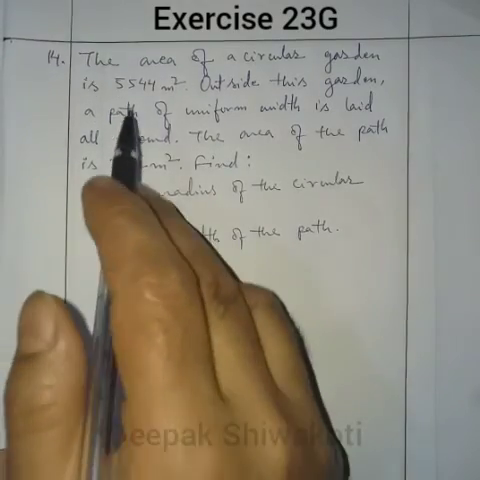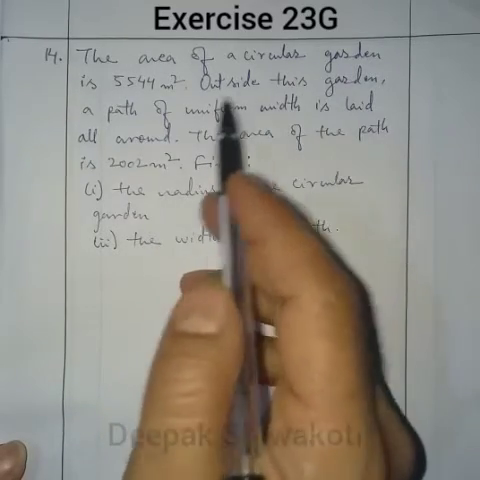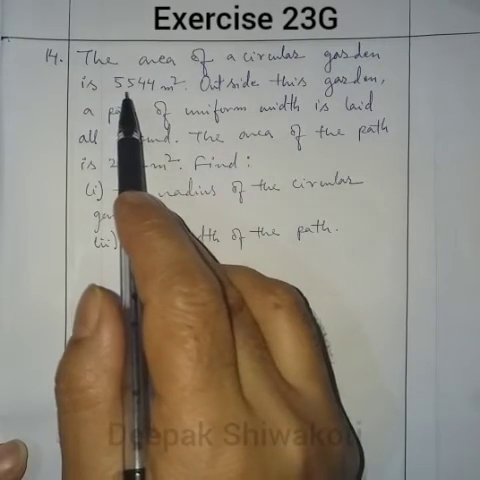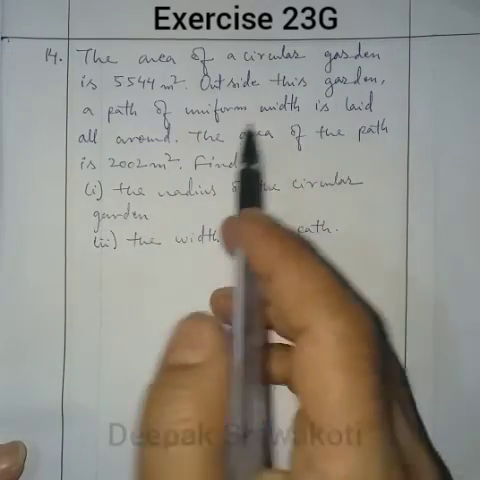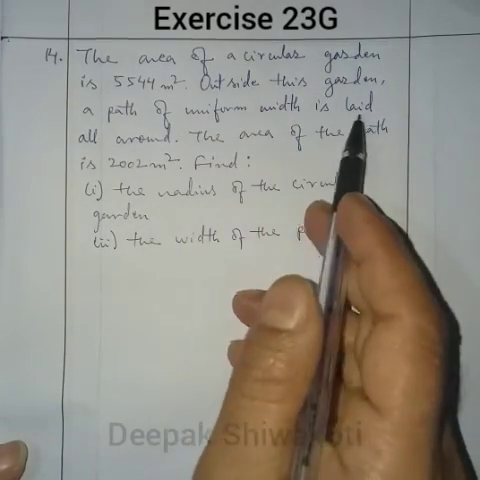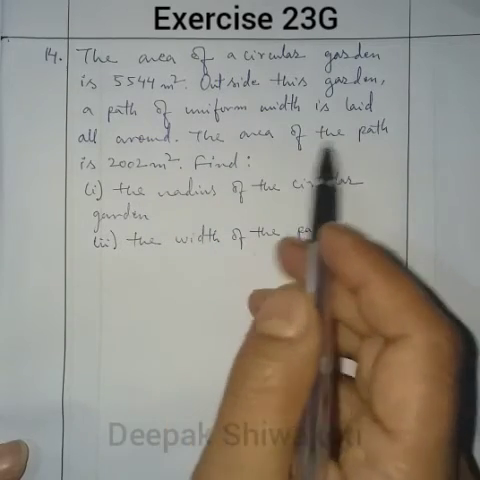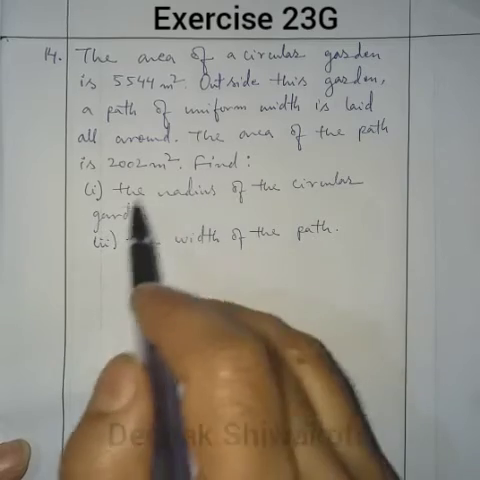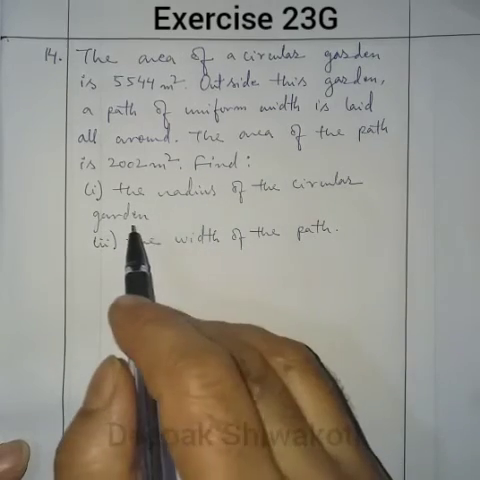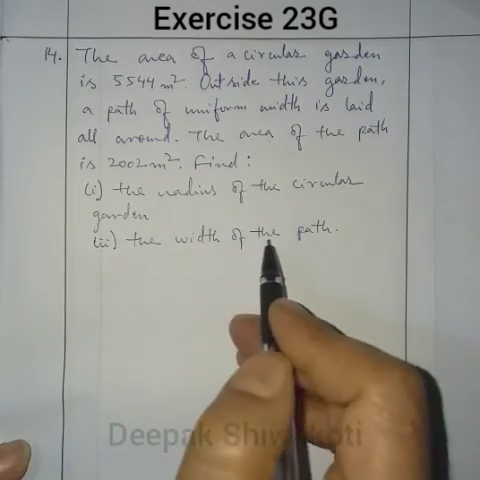Question number 14. The area of a circular garden is 5,544 meters square. Outside this garden, a path of uniform width is laid all around. The area of the path is 2,002 meters square. Find number 1, the radius of the circular garden, and number 2, the width of the path.